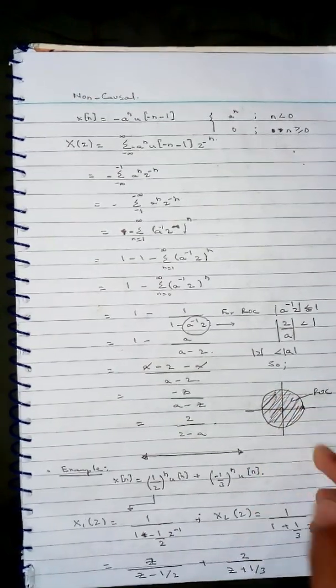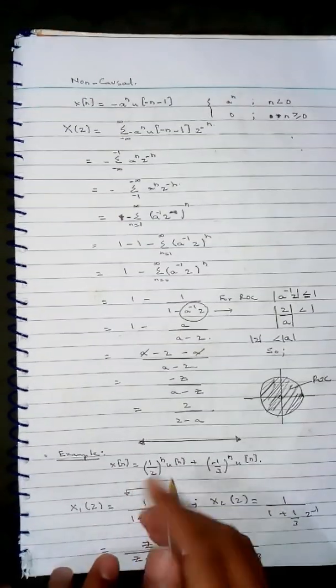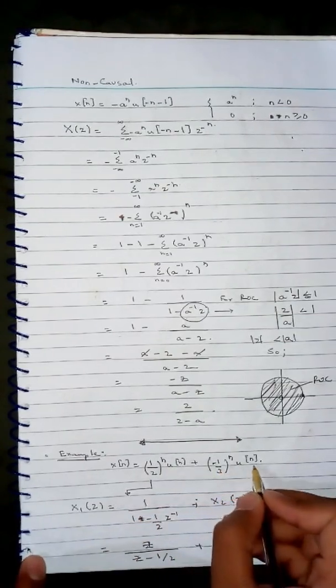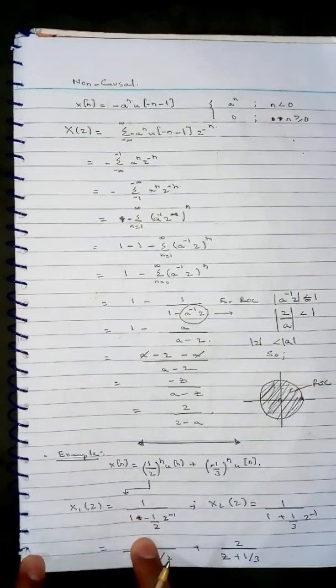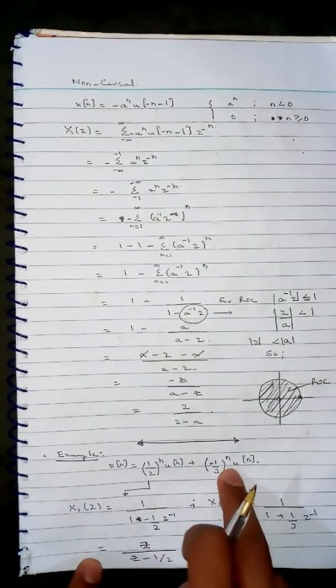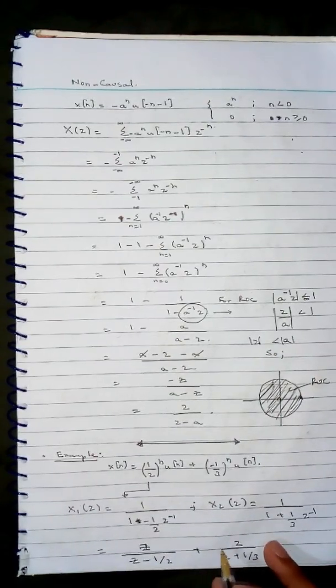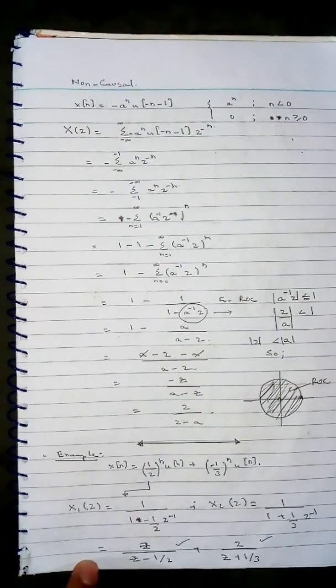So we see a general example, that is x of n is equal to 1 over 2 raised to power n u of n plus minus 1 over 3 to the n u of n. So we calculate separately. The Z transform is shown in this part, and the transform of the other part is shown separately. So we calculate the ROC using the observed value.